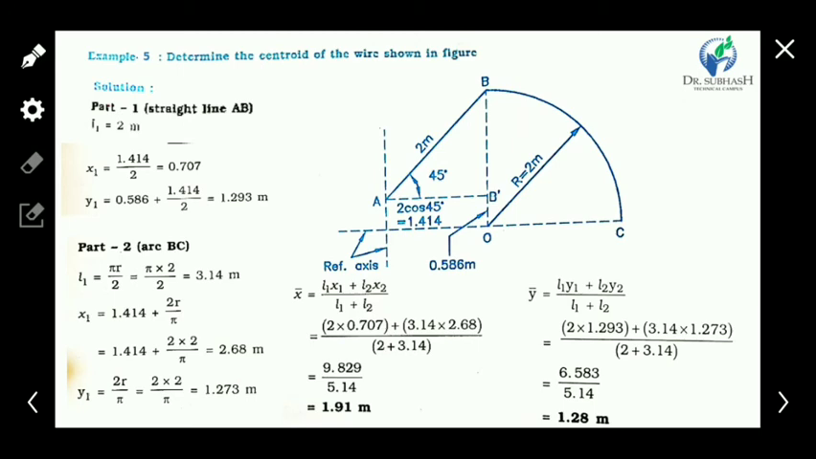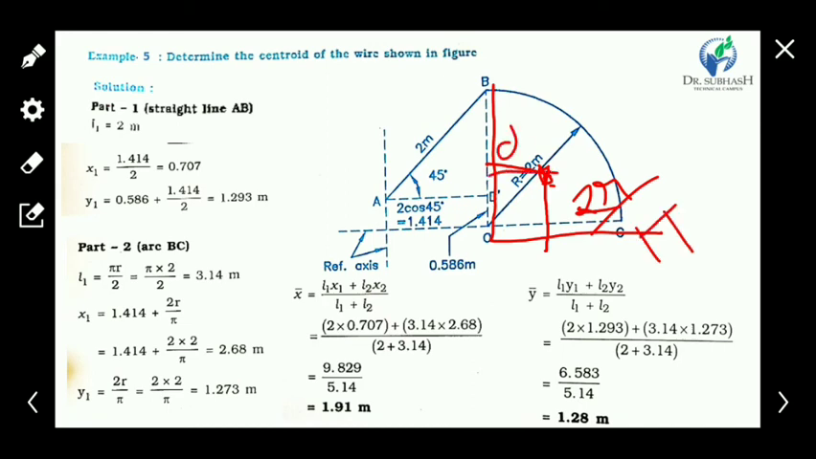Now consider the quarter wire. The CG is at around here, let us assume it is here. The distance of the CG from these two sides is 2r upon pi, and this distance is also 2r upon pi.